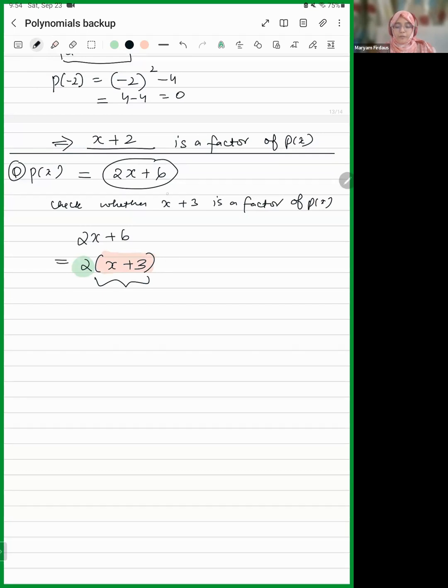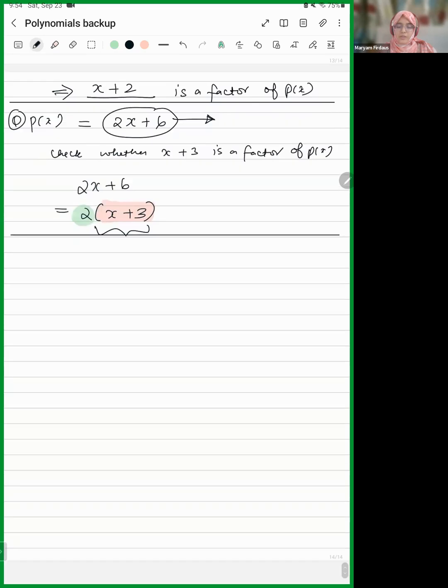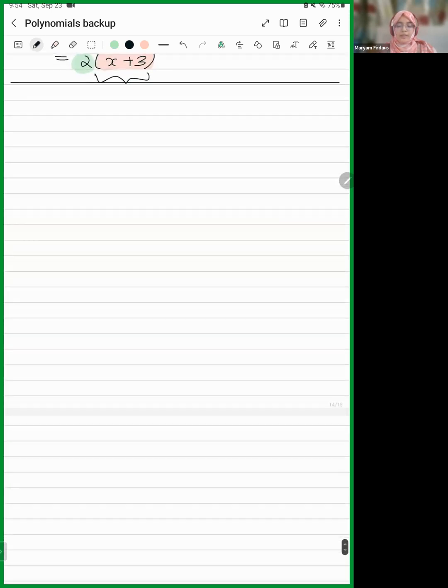But what if the polynomial you have is something huge that you're not able to factorize? In that case, the factor theorem comes in handy. So let's do a few polynomials where we have bigger degree polynomials, larger degree polynomials.